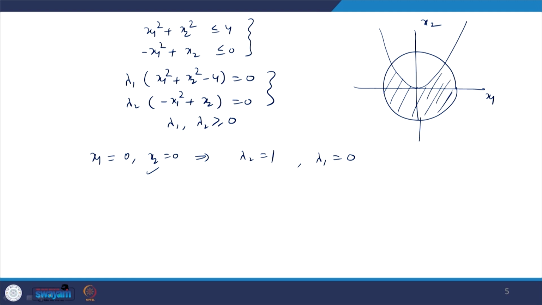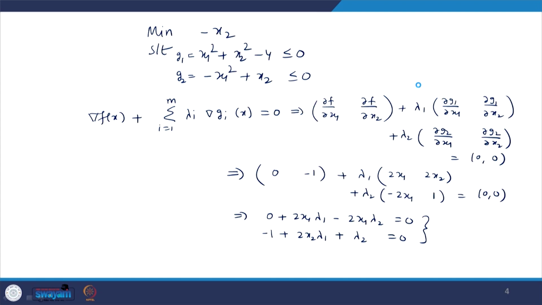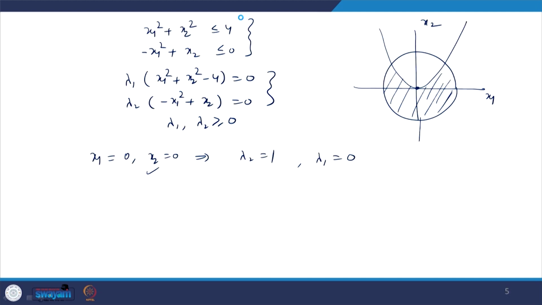So, (0, 0) is clearly not a global minimum point of this objective function, minus x2. You have to minimize minus x2, which means you have to maximize x2. Maximizing x2 will be at this point or at this point. So, this point clearly will not be a global minimum point of this function.